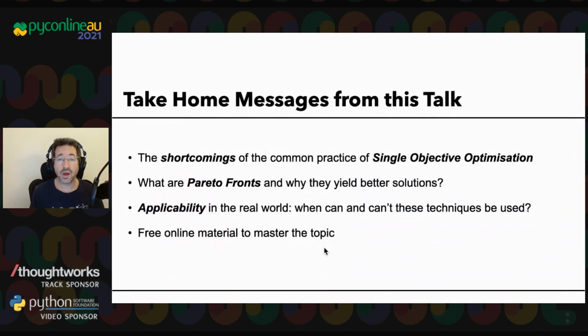Normally, when people think about optimizing for 2 or more parameters or objectives, what they do is not multiple objectives. They combine them together into this heuristic, which actually in the literature is called single objective optimization. And so one thing you'll take away from this talk is the limitations of this common practice and how this is resolved by a technique called Pareto Fronts, and why they yield better solutions. And then I'll talk about applicability. And for those who are interested, I'll provide you free online material where you can gain hands-on experience to really master this topic.